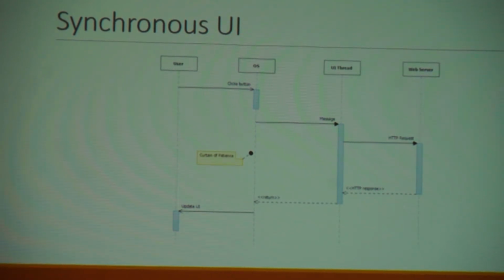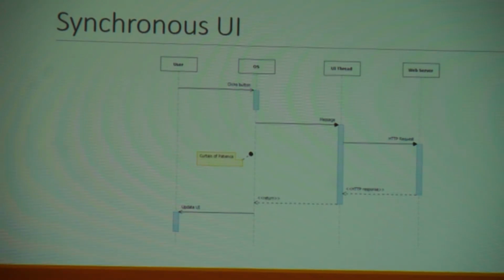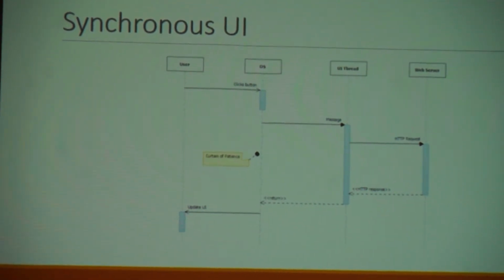So in this case, the user clicks a button, which sends a message to the operating system. The operating system then sends a message to the UI thread of the app, through the message loop. And in this case, we're going to do an HTTP request to some API over on your web server, right? And if that takes 20 seconds to come back, that means that we're blocking the UI thread for that full 20 seconds. So what happens in the meantime is what we call the curtain of patience. Then you get the response back, and then finally we're able to actually do things with the screen.